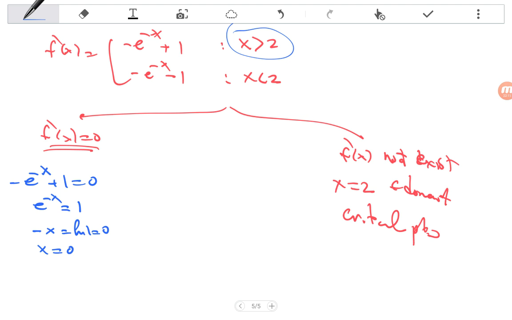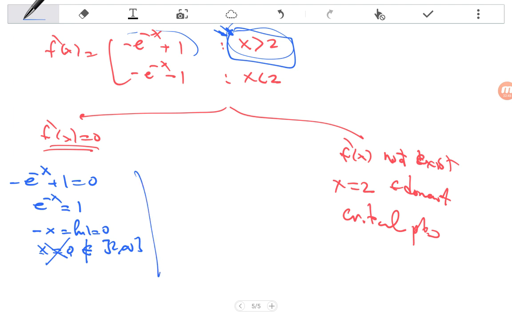So is that a solution of that equation or not? I need to check if it satisfies the condition of the branch. I have found the solution for the branch. So any solution to be accepted must satisfy the condition of that branch. Does x equals 0 satisfy the condition of the branch? No. x equals 0 does not belong to the interval from 2 to infinity. So it is rejected. It is not considered to be a solution.